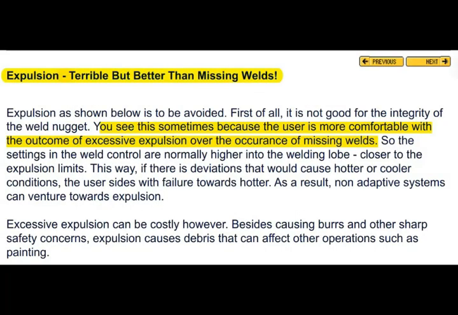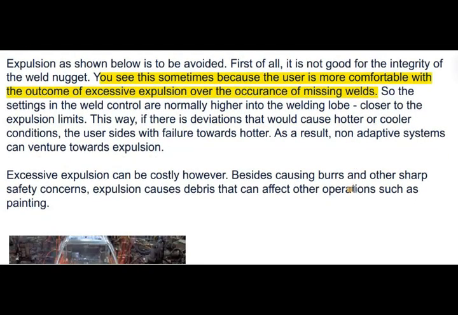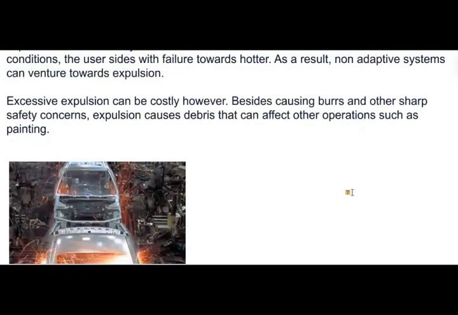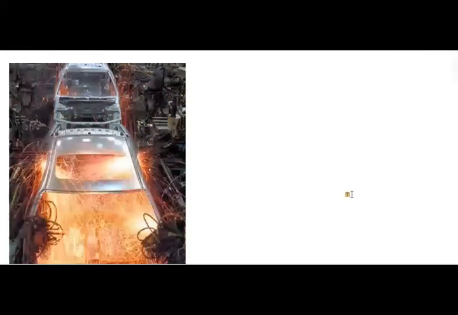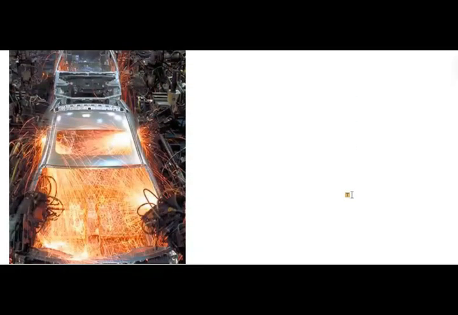This is a web page of a weld controller manufacturer. Expulsion: terrible, but better than missing welds. You see this sometimes because the user is more comfortable with the outcome of excessive expulsion over the occurrence of missing welds. What this tells me is they have no idea whether they are making a solid-state non-expulsion weld or a missing weld. To play it safe, they choose to make a terrible expulsion weld instead of a non-expulsion good quality weld.